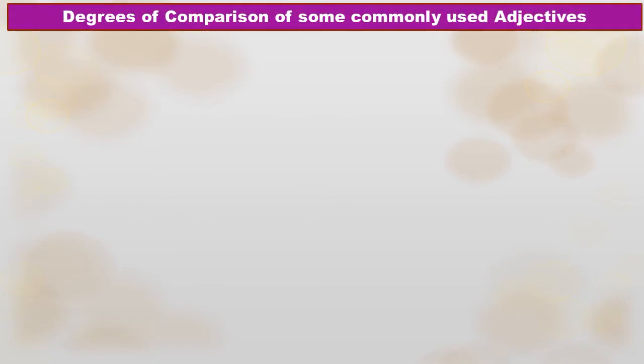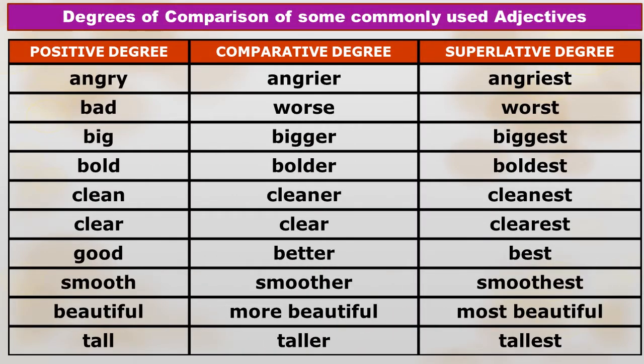As you can see on the screen, some examples of positive degree, comparative degree, and superlative degree of the adjectives are shown here. We generally add er or more to the positive degree to make the comparative degree. And to make the superlative degree, we often use words like most or least, or at times we add est to the positive degree.